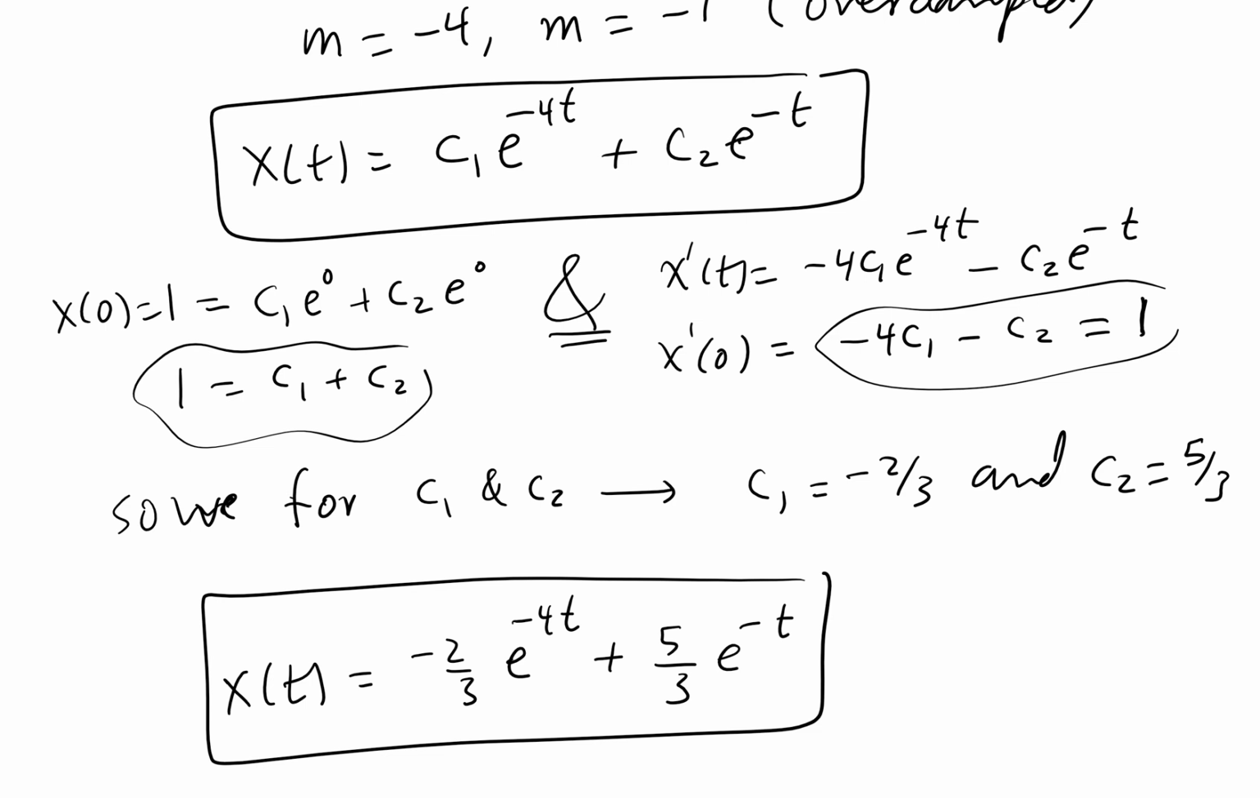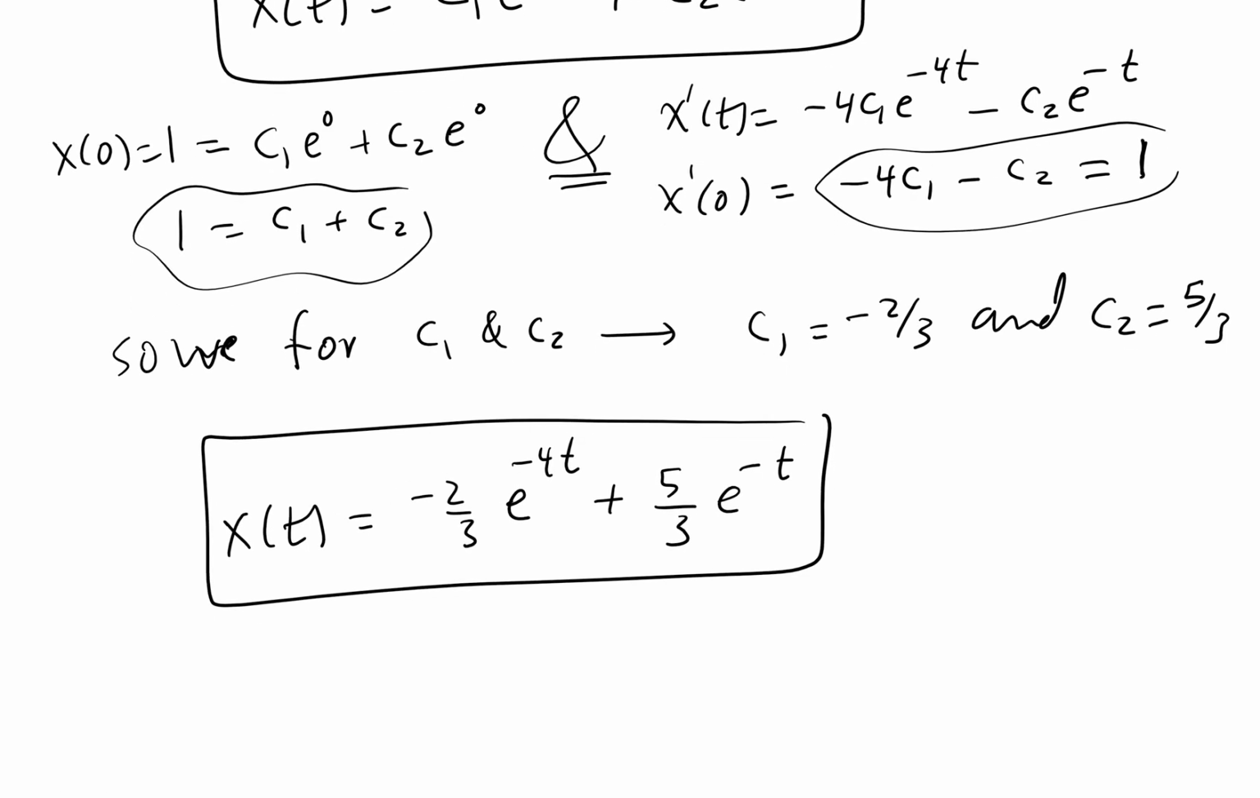So this is just to interpret this. This is an overdamped motion, as I said, with the mass on the spring, which starts 1 unit below the equilibrium level, with downward velocity of 1 unit.